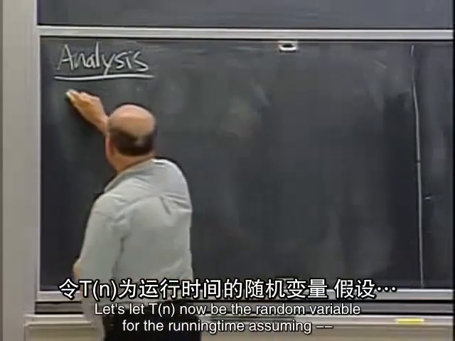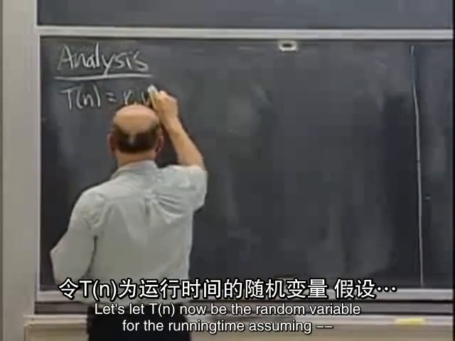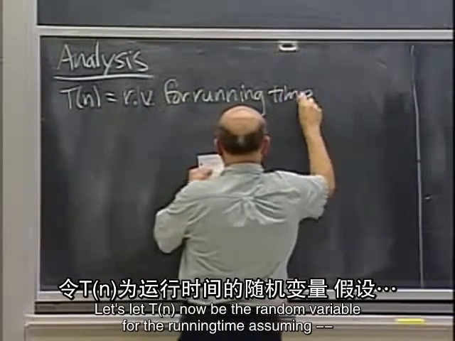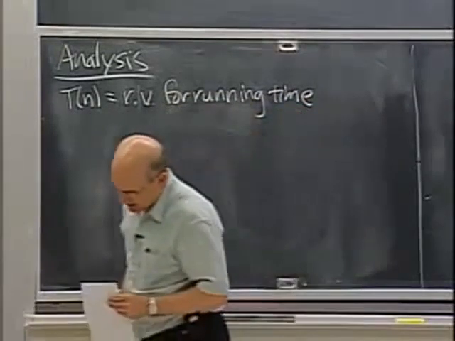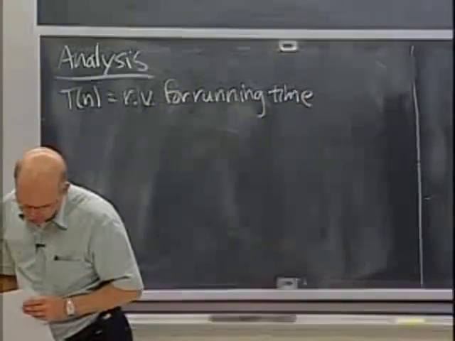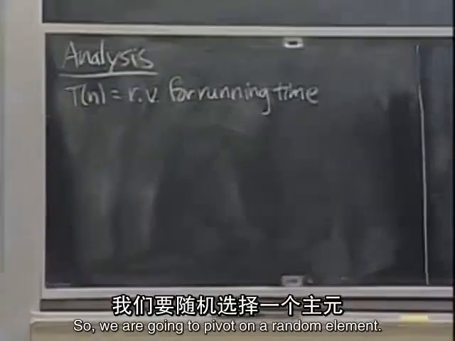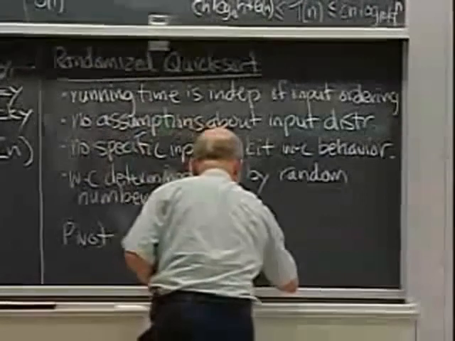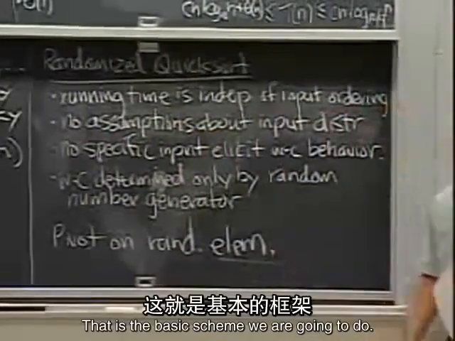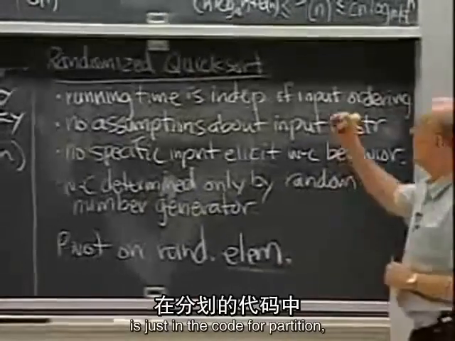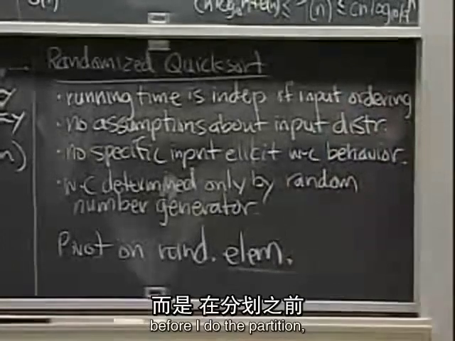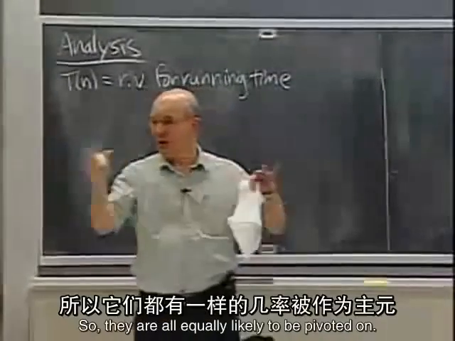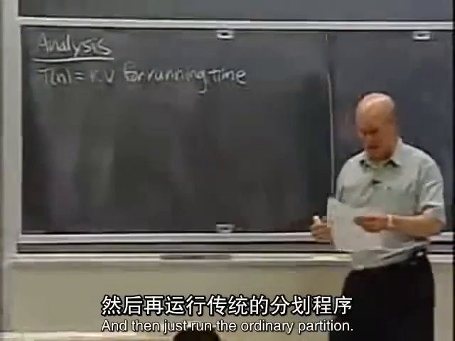Good. So let's let T of n now be the random variable for the running time. Assuming, well, I didn't even write here what we did here. So we're going to pivot on a random element. That's the basic scheme we're going to do. And the way I do that, by the way, is just in the code for partition. Rather than partitioning on the first element, before I do the partition, I just swap the first element with some other element in the array, chosen at random, perhaps itself. So they're all equally likely to be pivoted on. And then just run the ordinary partition.